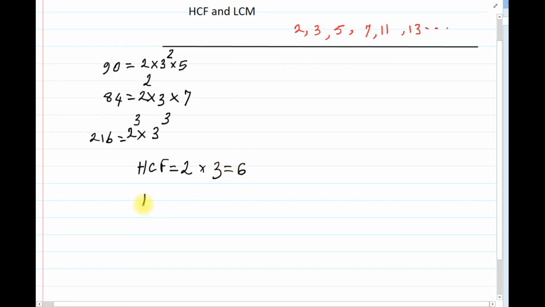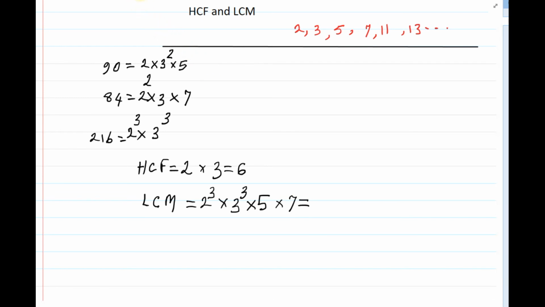So HCF would be equal to 6. Now LCM, lowest common multiple. Again, we look at the factors which are common between the three numbers, but with the highest index, which will be 2 to the power 3. Then the next one is 3 to the power 2, 3, and 3 to the power 3. We take 3 to the power 3. And all non-common factors, which are 5 and 7 in this case.